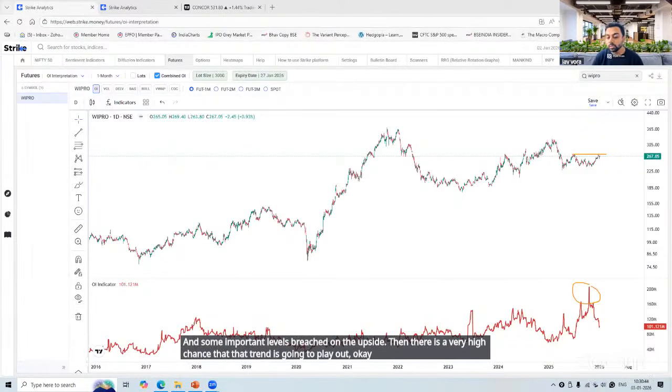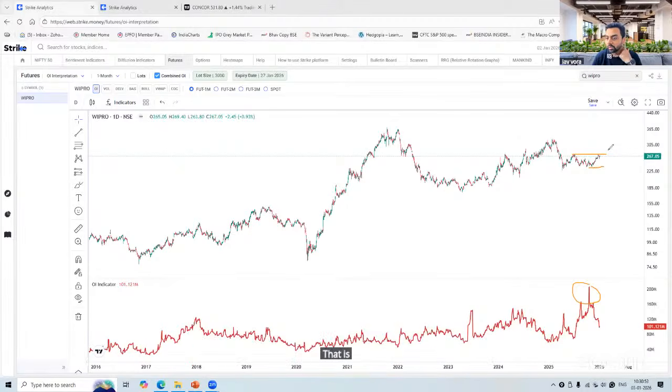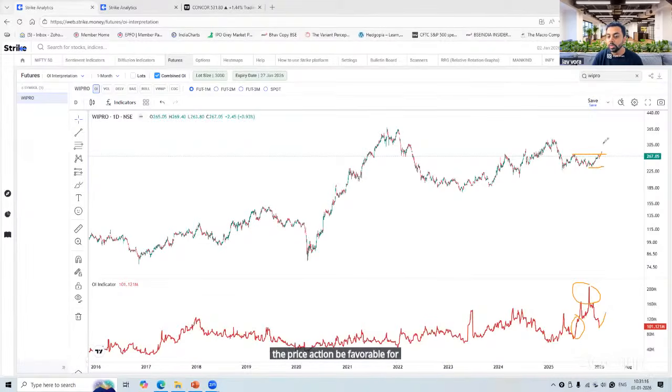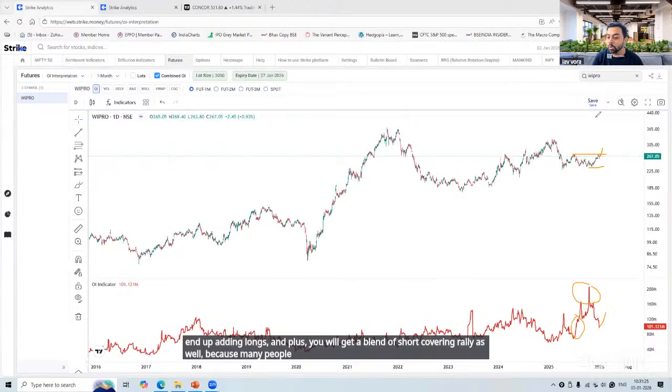Okay, but now you see over here that there is a short covering move that has already played out, right? This was around 220, it has gone to 267. That is like a 20% kind of move. So here, be careful, wait for the results to play out. Say for example, after the result this high gets broken, and people do end up forming some long positions as well. Then there will be a tug of war between bulls and bears, and since the price action will be favorable for bulls, they might end up adding longs, and plus you will get a blend of short covering rally as well, because many people who are short are still stuck.